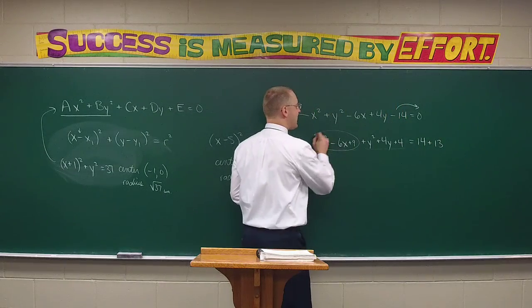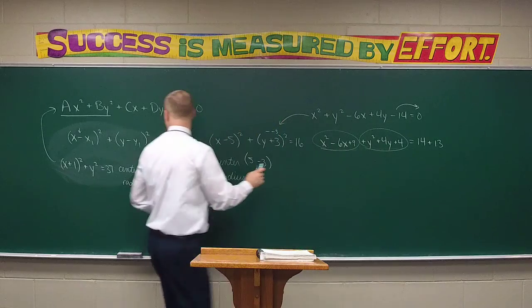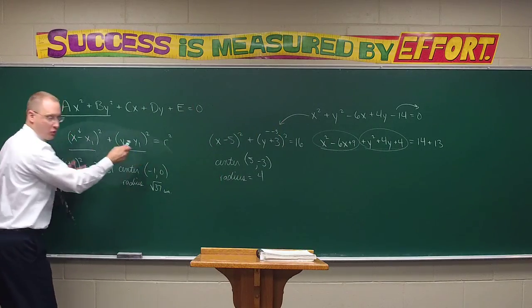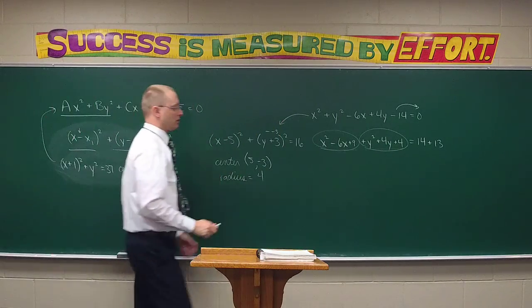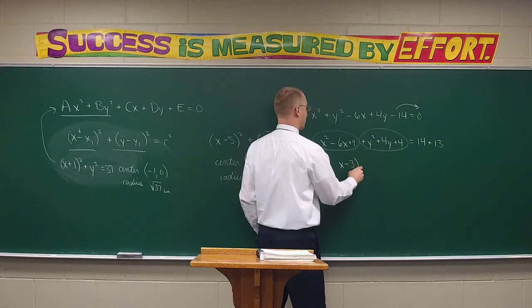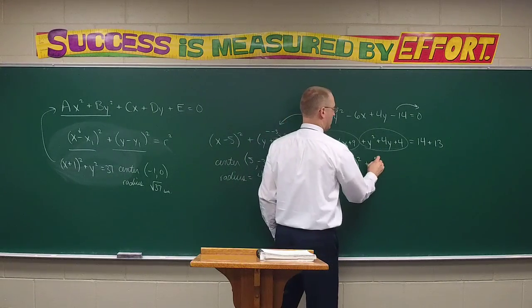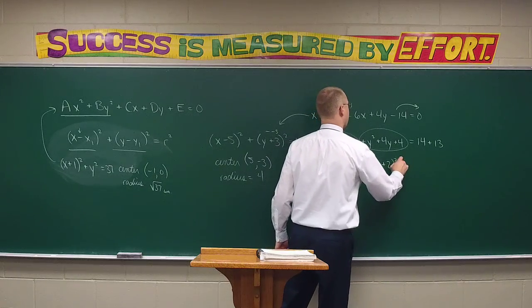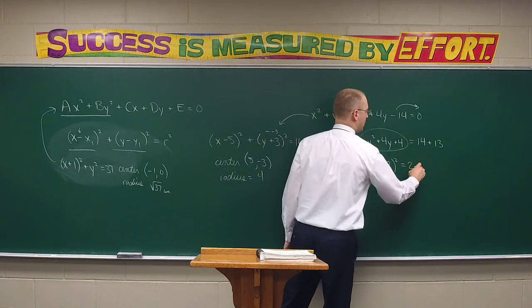Then I'm going to be able to take the two PSTs and turn them into the binomial squares. So, Jamie, (x - 3)^2 + (y + 2)^2 = 27.